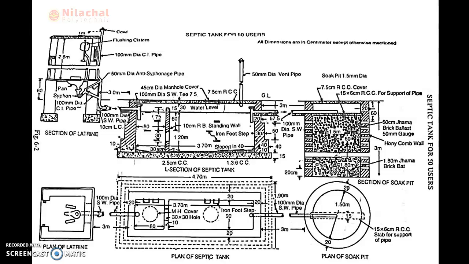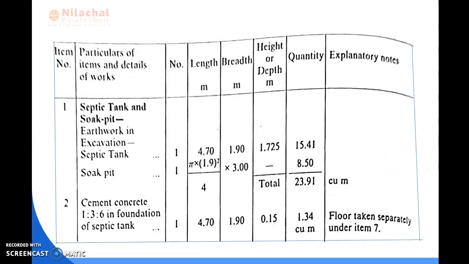First of all we go through the calculation part. Here is the abstract of quantity estimation: item number, then particulars of item and details of work, then number, length, breadth, height or depth, then quantity, then explanatory. First we discuss the earthwork in excavation for the septic tank and soak pit. Before any construction, first we need to excavate.